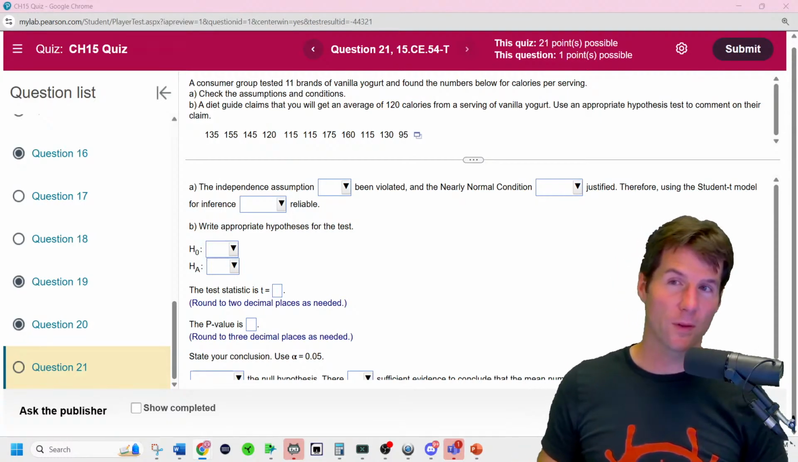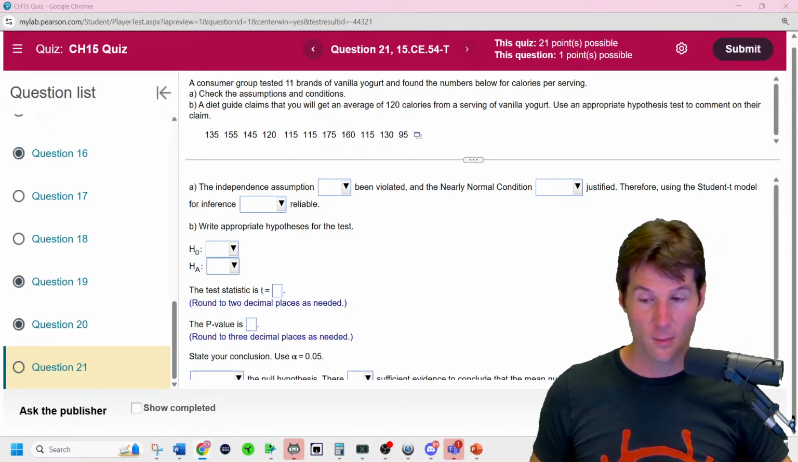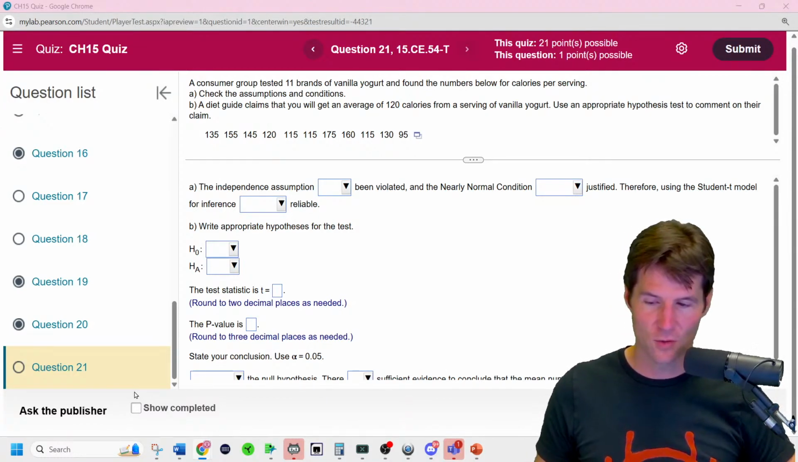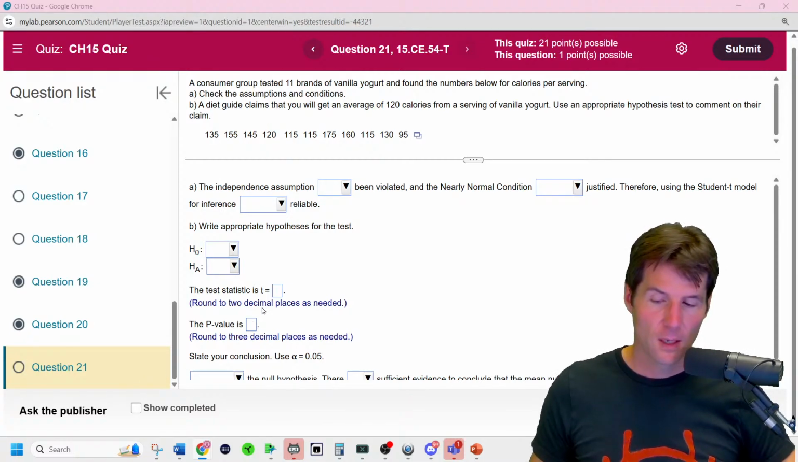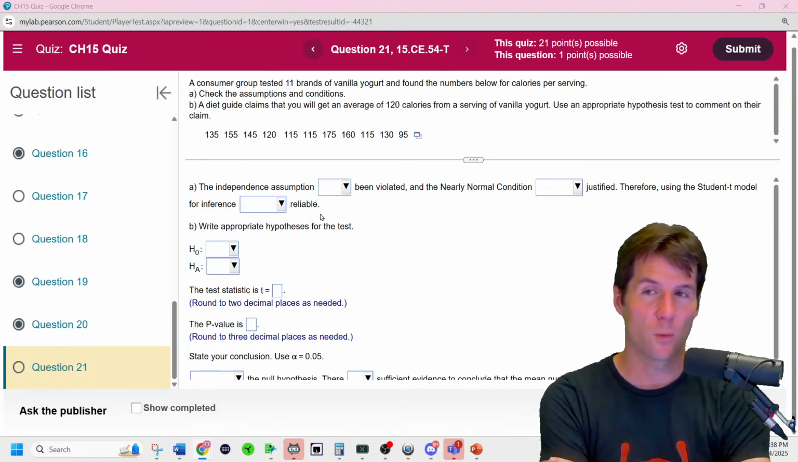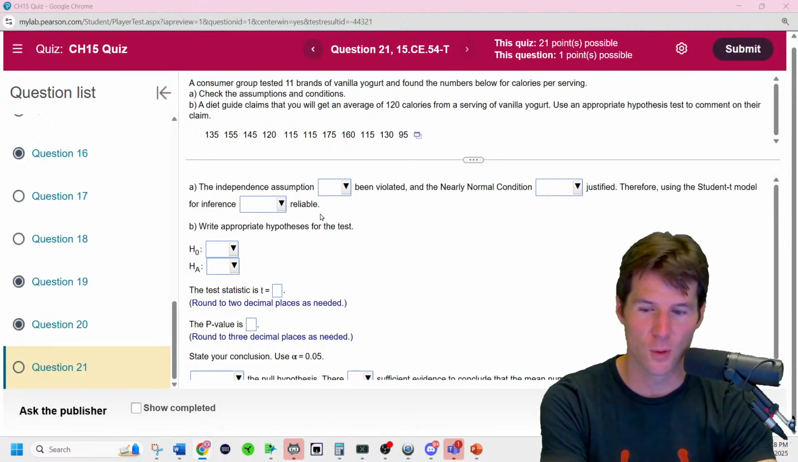So with this right here, we have 11 brands of yogurt, and we're looking at how many calories are in each serving. And they claim apparently every brand is claiming 120. A diet guide claims you'll get 120 calories. Weird diet guide being like, try all 11 brands. I hate that they do this with the conditions. If you set up a proper experiment, you should take a random sample of yogurts. You'd know it's satisfied. Your 11 yogurts are probably way less than 10% of all yogurts.